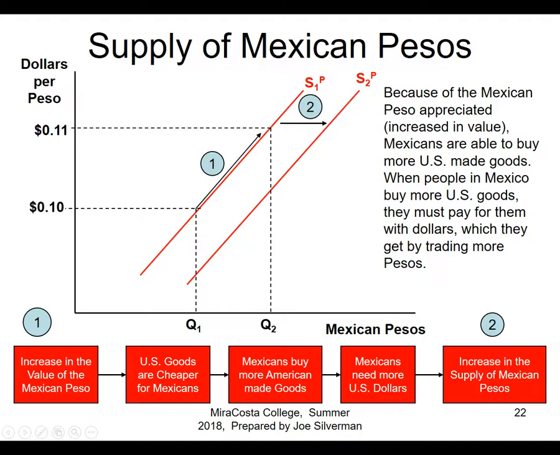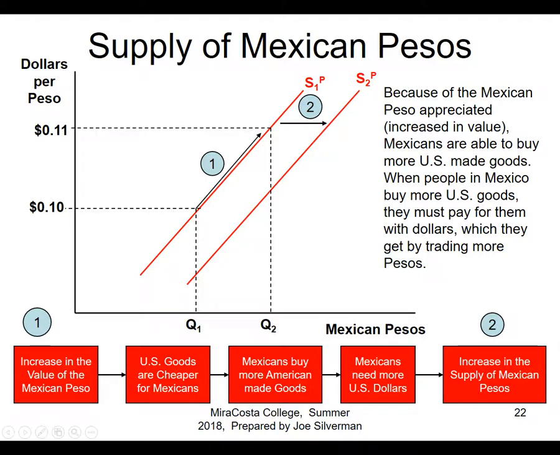Okay, if the value of the peso goes up, what will that mean in terms of the supply of pesos in the future? Well, if the value of the peso goes up relative to the dollar, people in Mexico will be able to buy more American-made goods, not because their income has gone up, but because the value of the currency that they're using to buy American-made goods has gone up. So we assume that they'll go ahead and do that. When they do buy more American-made products, they'll have to exchange more pesos for dollars, and then we show that, of course, as a rightward shift in the supply curve for Mexican pesos.